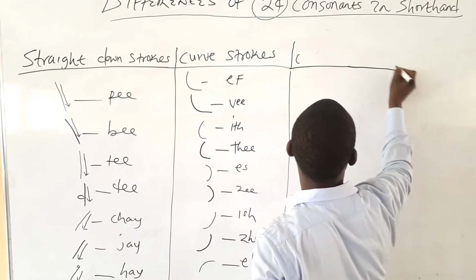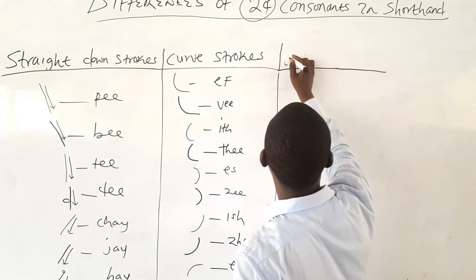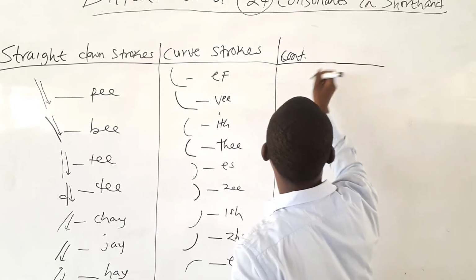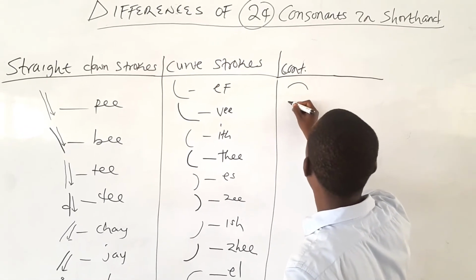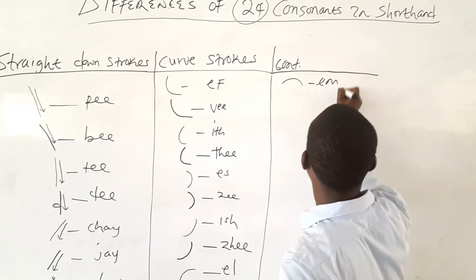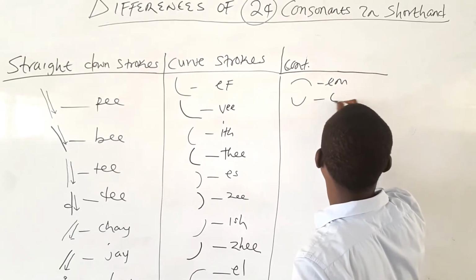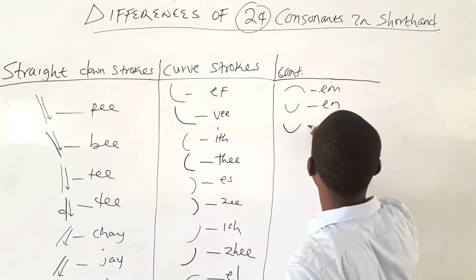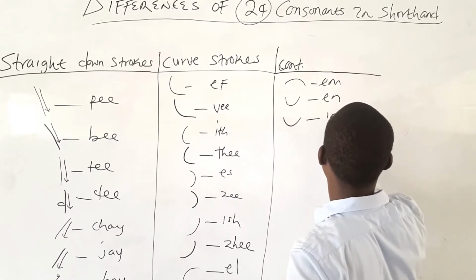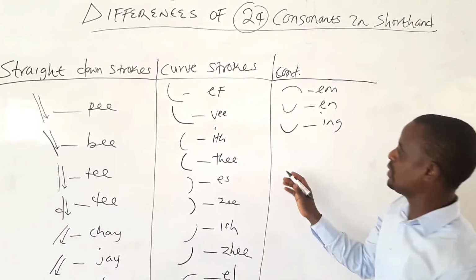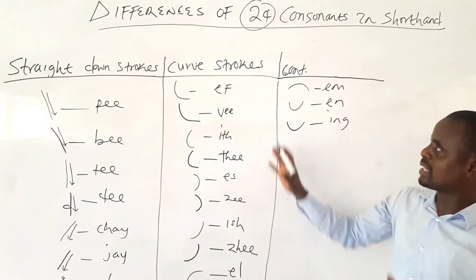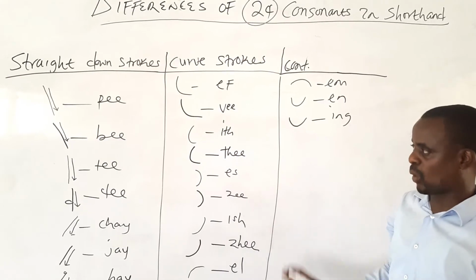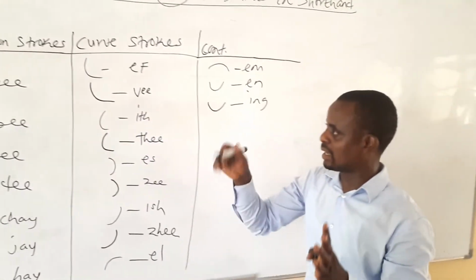Let us add another. There are continuations, you can call them continuations. We have M, then we have N, and then we have ing. This is ing. All these are also curve strokes. We call them curve strokes because they are written in curves.